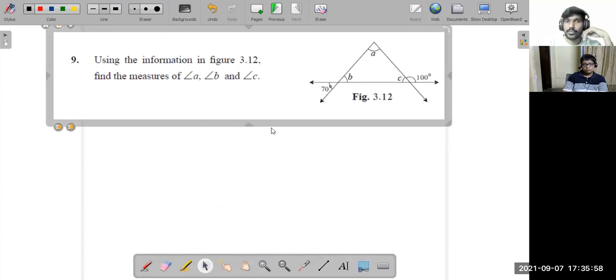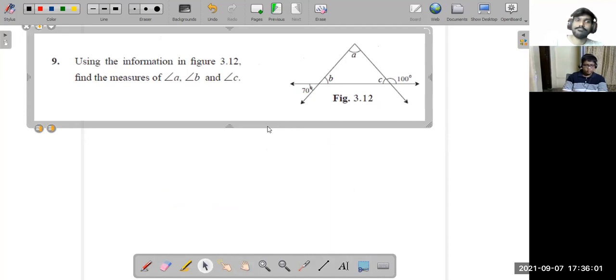Can you do the ninth one now? Try it on your own. I did the ninth already. You did not. Okay, what answer did you get? You gave it to me at home. It was right, sir. Okay, what is the answer? A is 30 degrees. And B is 70 degrees. C is 80 degrees. Okay, correct.